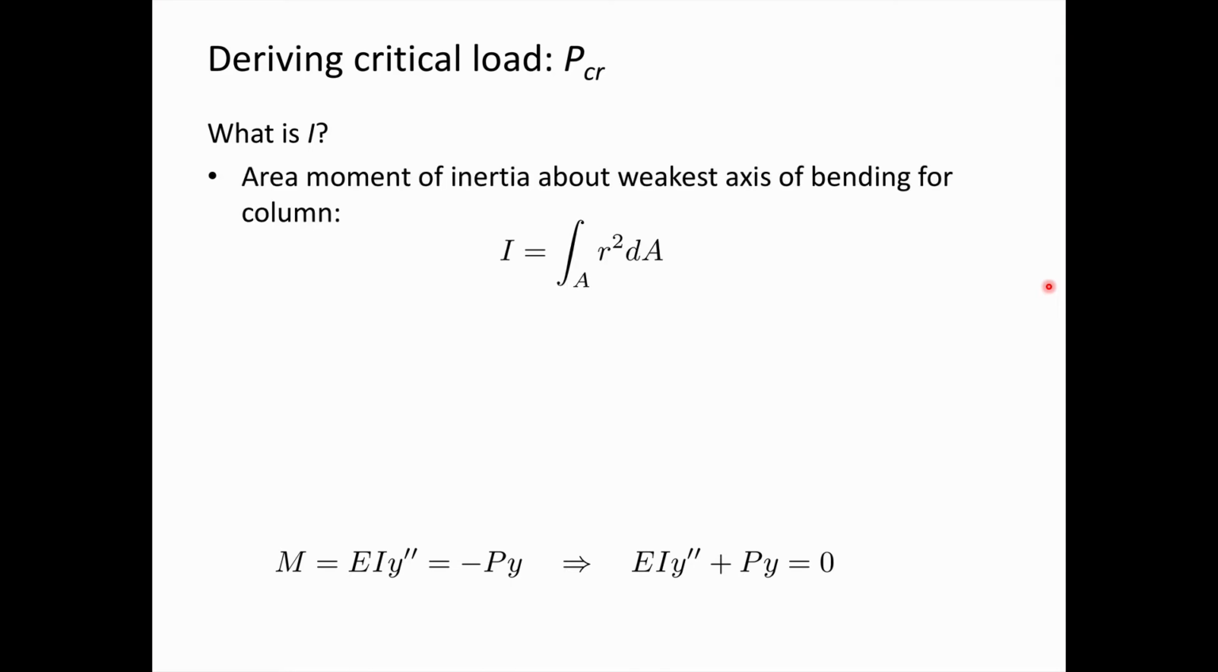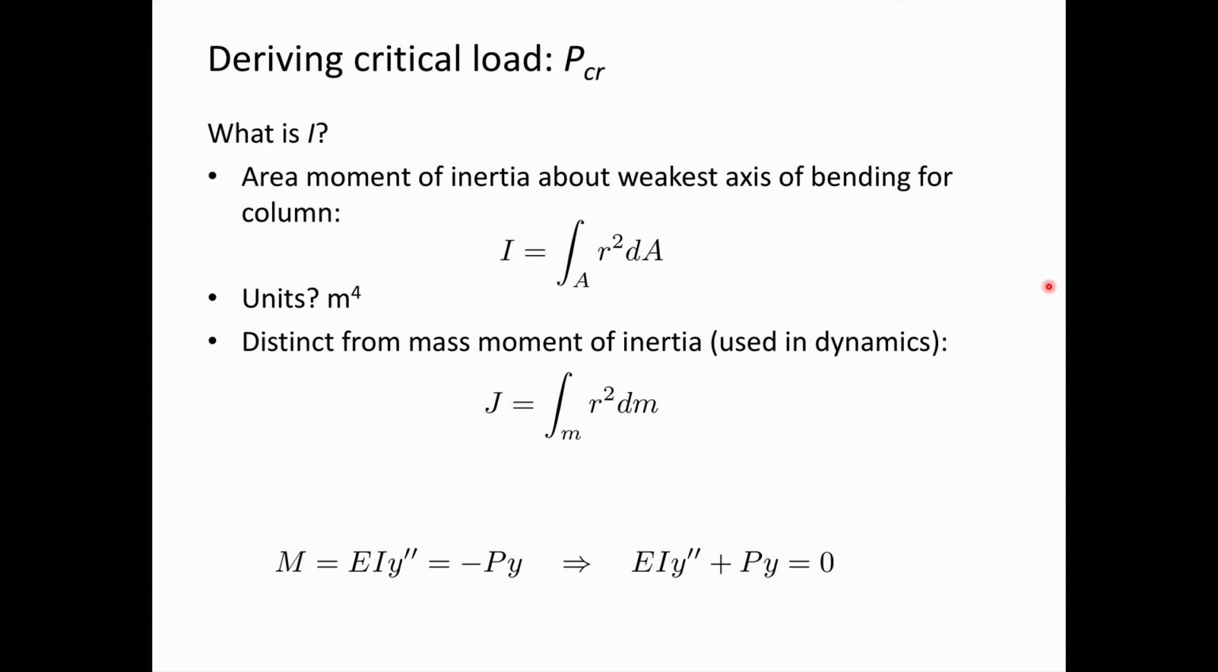What is I, the area moment of inertia? Here we're looking at, well, what is the lowest area moment of inertia? It depends on the axis of bending that we're considering. If, say, we have a rectangular cross-section, we're going to have two different area moments of inertia, and we're looking at which is the smaller of those two. So we solve this integral to find the area moment of inertia. If we have a common cross-section, we can just look this up in a table. The units are going to be length to the power of 4, or meters to the 4th power.